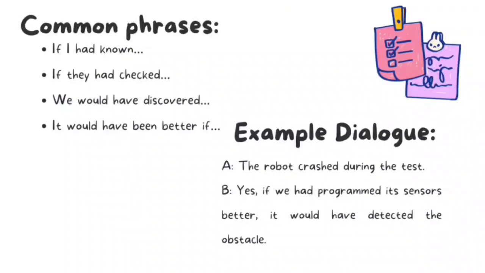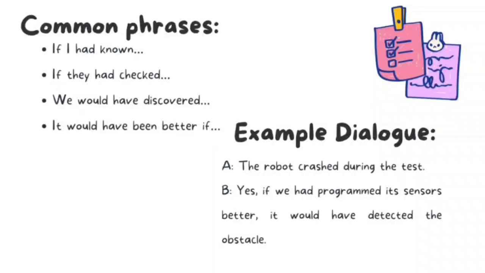First, if I had known. Next, if they had checked. Next, we would have discovered. And last, it would have been better if. Now we look at the example dialogue.